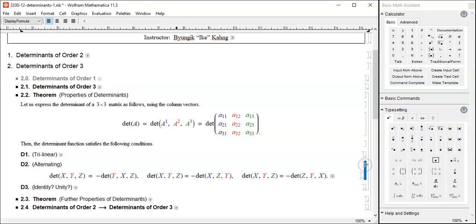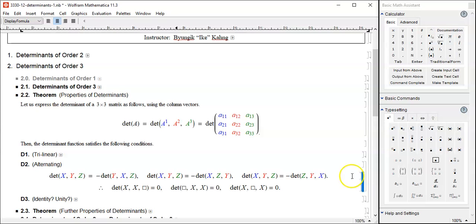Next property, alternating. If you switch the order, xy to yx, or yz with zy, or xz with zx, in any case, if you switch the order, then you have a negative sign. Any switching, negative. Any alternate, then we have negative.